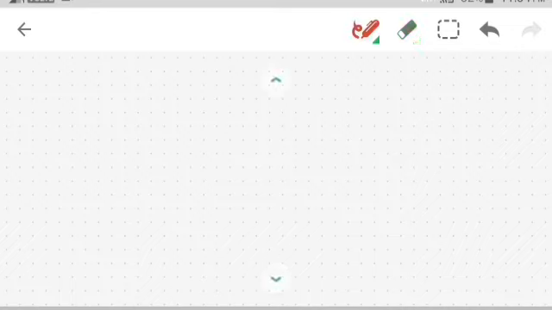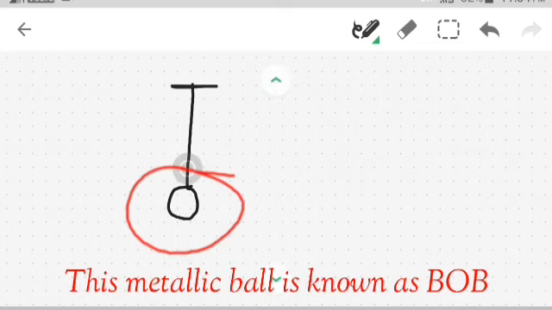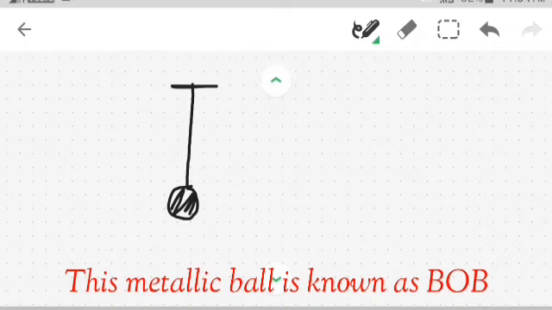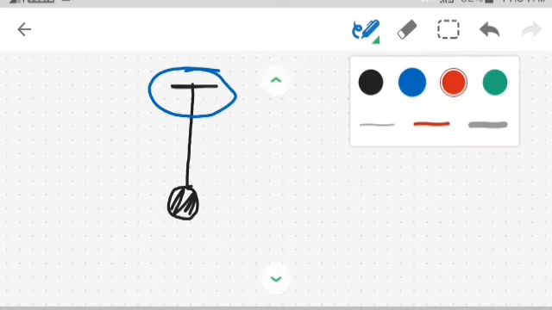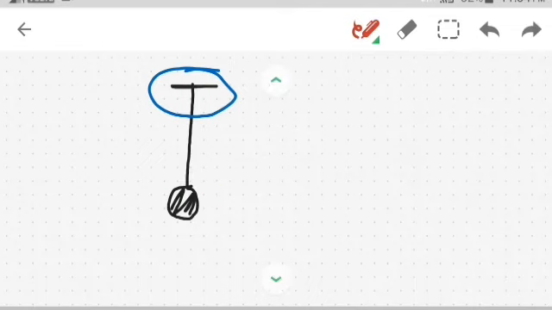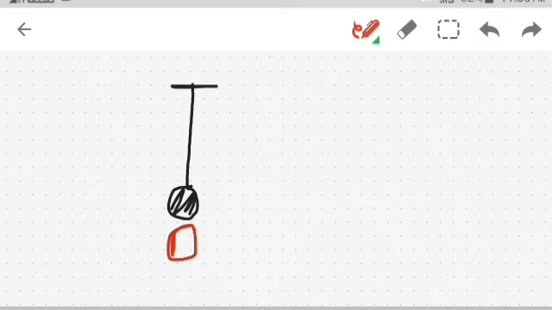A pendulum is an apparatus which consists of a thread where one point is fixed and the other point is tied with a metallic ball. This is the thread, and one point of the thread is totally fixed and the other point is tied with a metallic ball. This is the rest position. Suppose it is O.